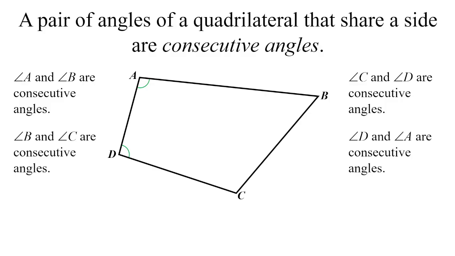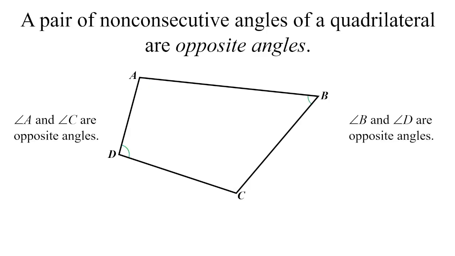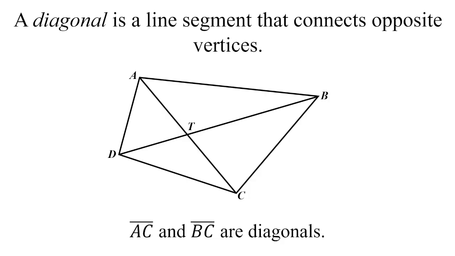If they don't share a side, then they would be opposite angles. Therefore, angle A and angle C are opposite angles. Angle B and angle D are opposite angles. So now, I've just drawn two line segments that connect the opposite vertices. Those line segments are called diagonals. So segment AC and segment BD are diagonals.